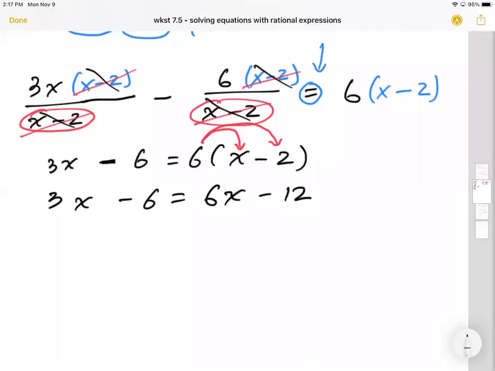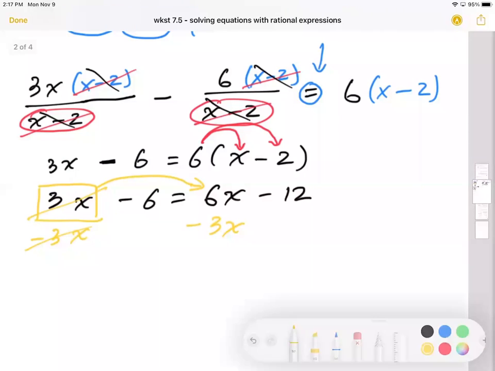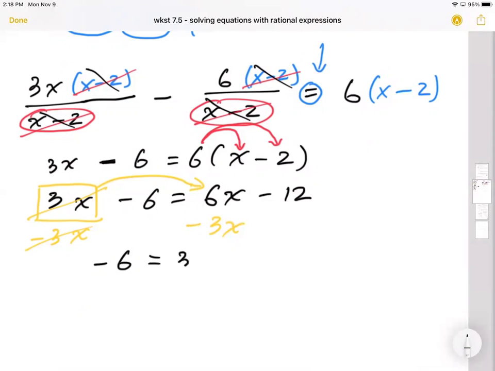For me, I like to move the smaller x to the larger x. So I want to move this 3x to the 6x. And if I want to move the 3x, I need to subtract. And again, 3 take away 3, that cancels out. My problem is this now. I have a negative 6 still here. Bring it down. 6 minus 3, I still have 3x minus 12.